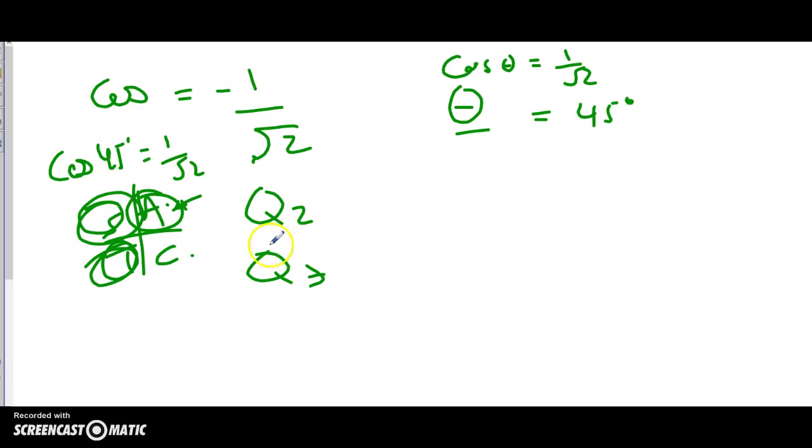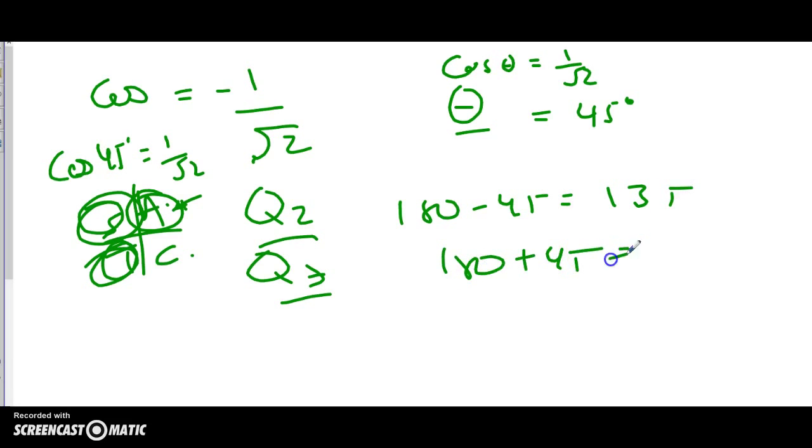Now take your answers and move them to the second and third quadrant where they're supposed to be. And that's 180 subtract 45. That's 135, and that's 180 plus 45, which is 225.